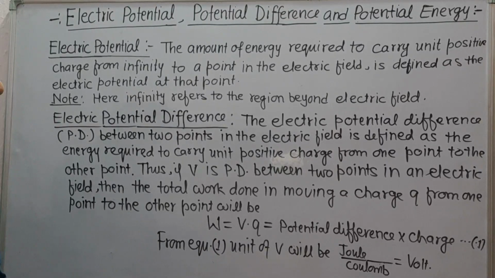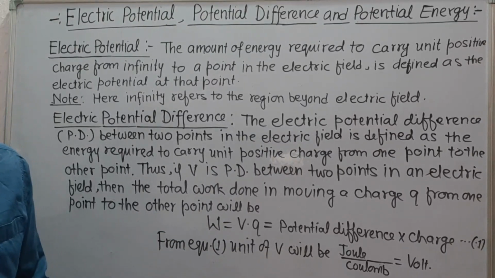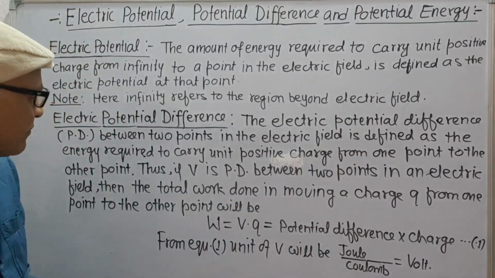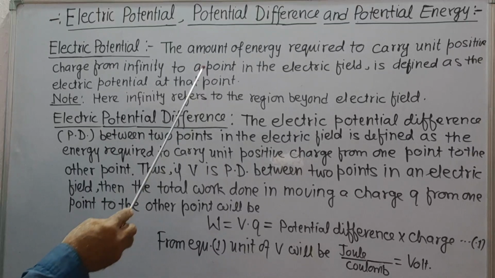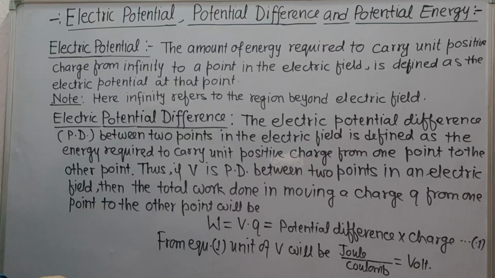Now at first we take the electric potential. Electric potential at a point in the electric field is the amount of energy required to carry unit positive charge from infinity to that point. Here infinity refers to the region beyond the electric field, meaning a point beyond the electric field will be infinity. So the amount of energy required to carry unit positive charge from infinity to a point in the electric field is defined as the electric potential at that point.